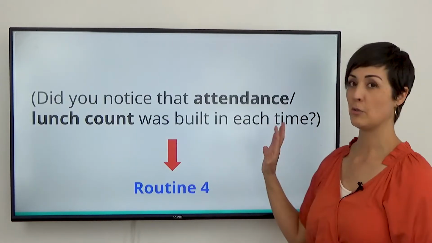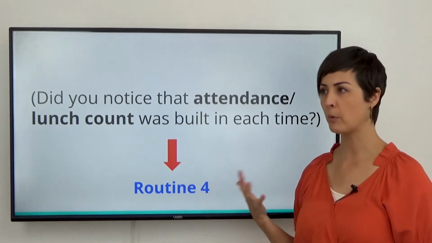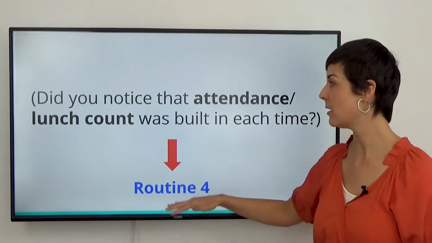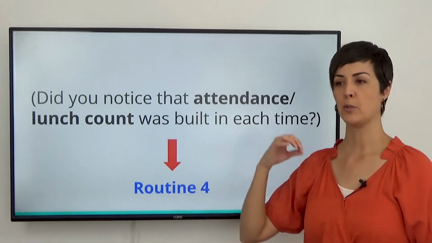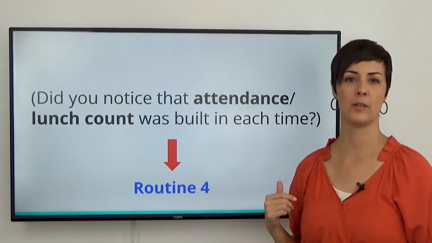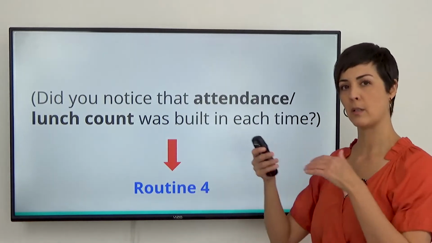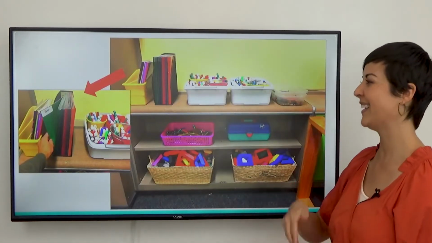Okay, did you notice too that attendance and lunch count was built in each time? This is probably the most common way that I see routine 4 implemented, is that I'm taking attendance and lunch count as part of those morning jobs. You tell me that you're here by telling me what your lunch choice is. So that would be routine 4, but I'm still in the routine 3 of the morning routine, okay? So don't get confused, okay?